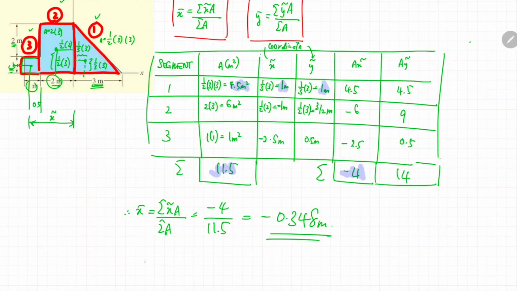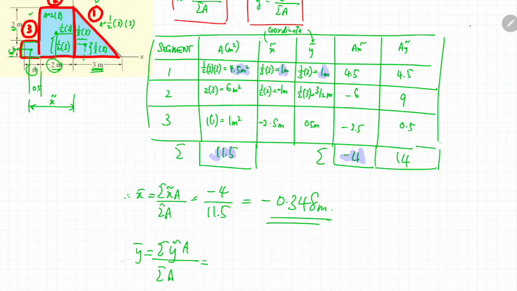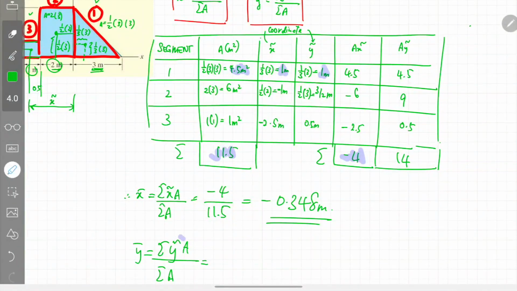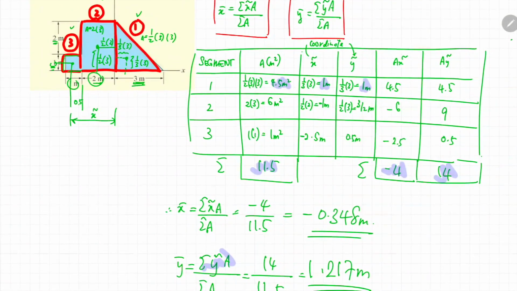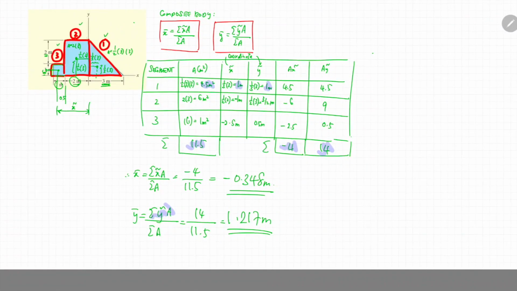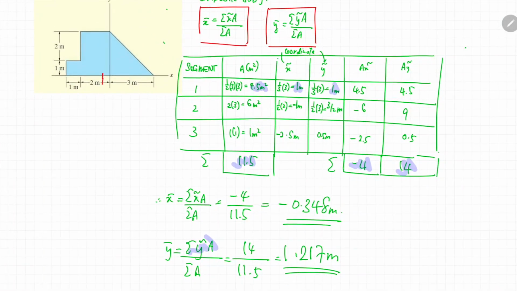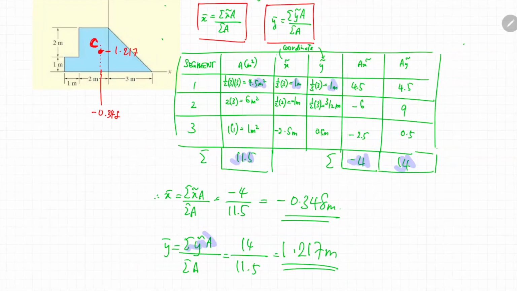You do the same for the y bar as well. The summation of y curve A is 14, and the summation of A is 11.5, so you will get a corresponding value of 1.217 meter. So what does this mean? This means that if you are to plot the centroid of the area in the diagram shown, along the x direction, the coordinate would be negative 0.348, to the left side, and the position along the y axis would be 1.217 meters. So this is the expected centroid of this particular area.